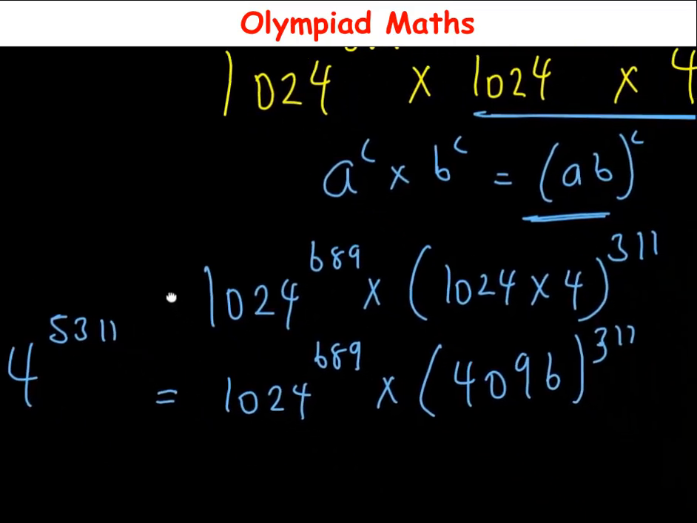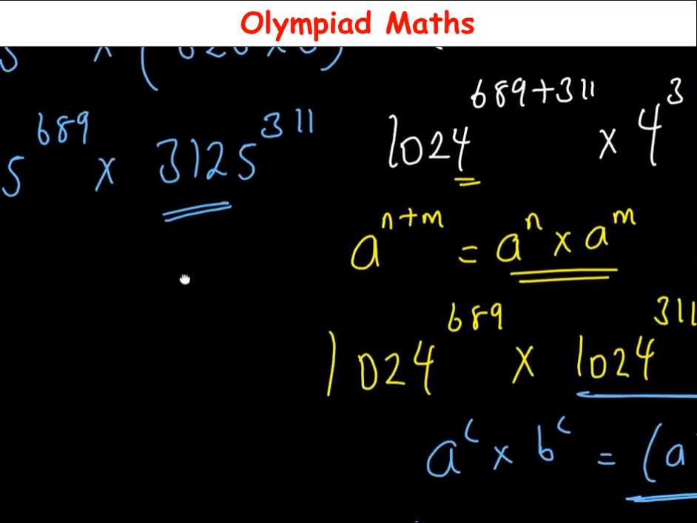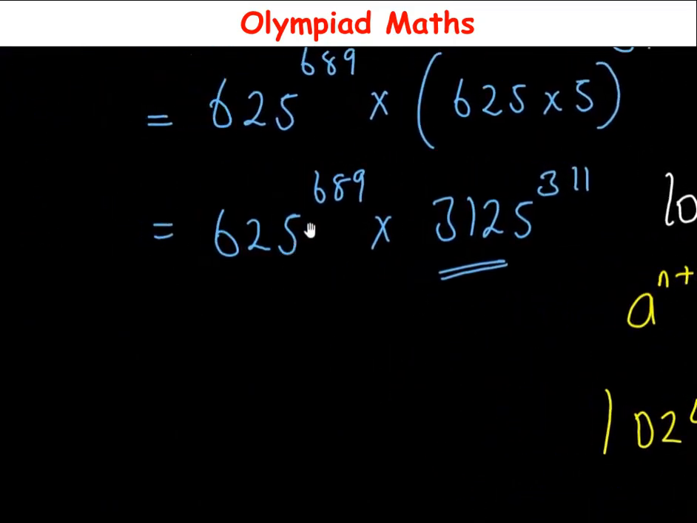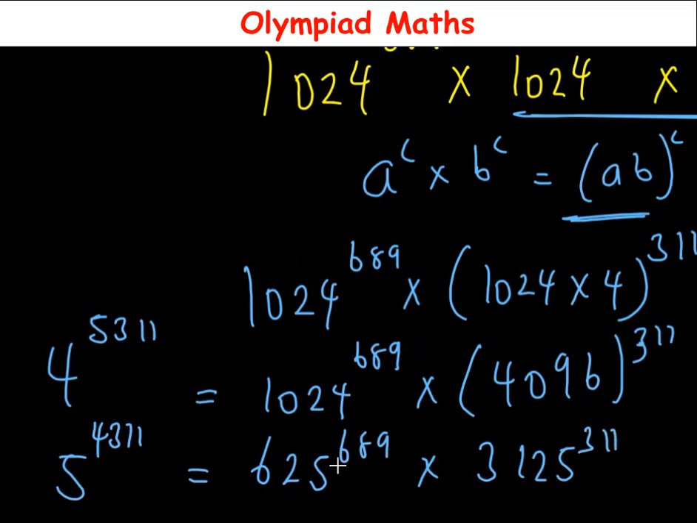Now, we are going to compare the value that we got for 5 raised to power 4311. The value that we got was equal to 625 raised to power 689 times 3125 raised to power 311. So comparing this, the power right here is the same, but 1024 is greater than 625. So this is an increase in the value right here.